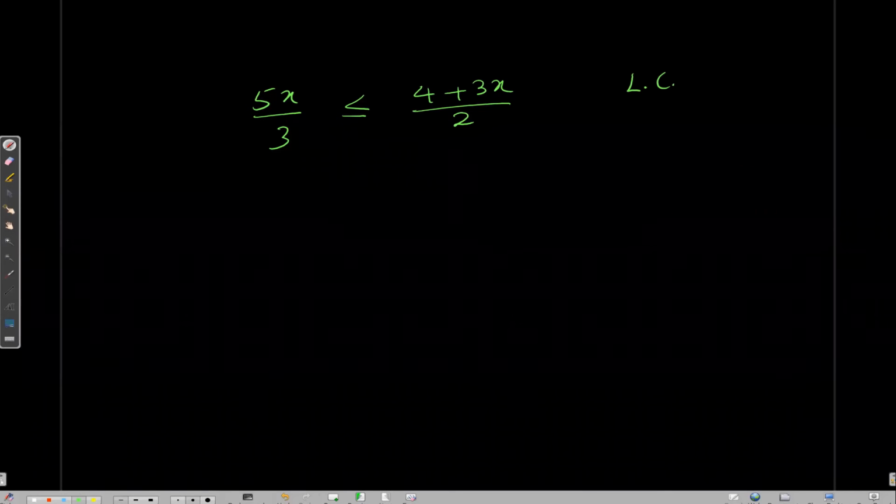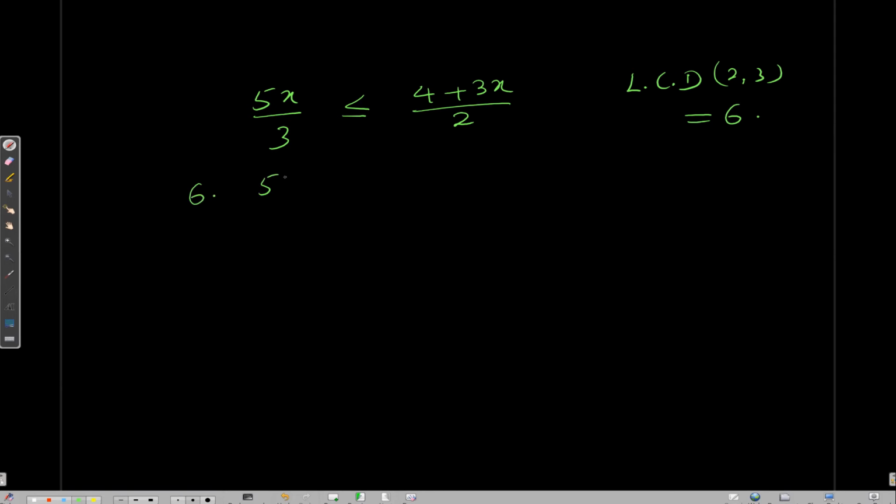And let's see another example. How about this? A little bit different one. 5x over 3 less than 4 plus 3x over 2. Now what? I don't like this 2 and 3. So, the least common denominator of 2 and 3. Easily, that's 6. So I decide to multiply the whole thing by 6. 6 is a positive number, so the inequality does not change.